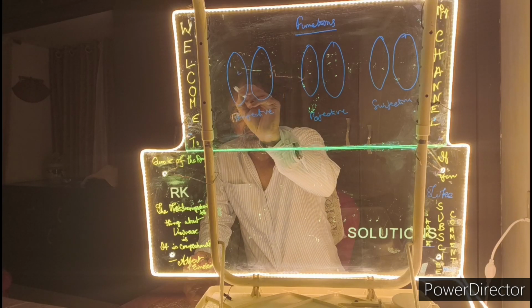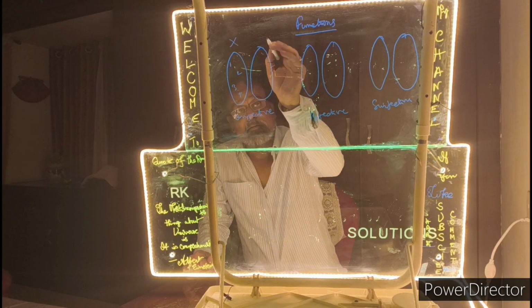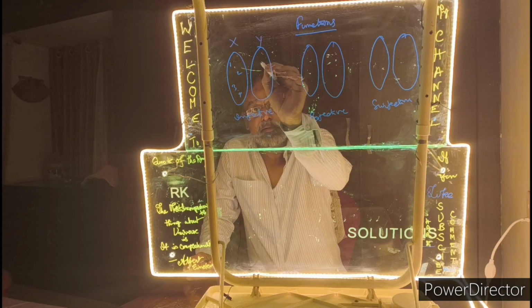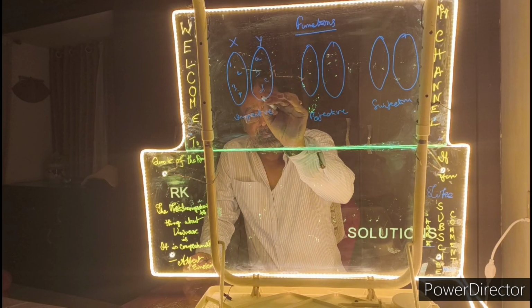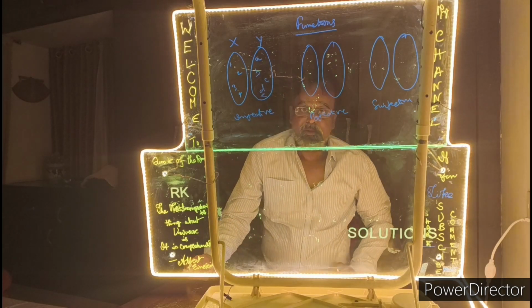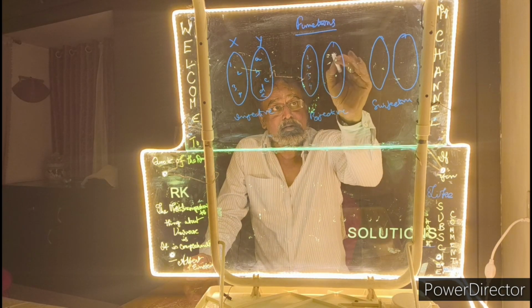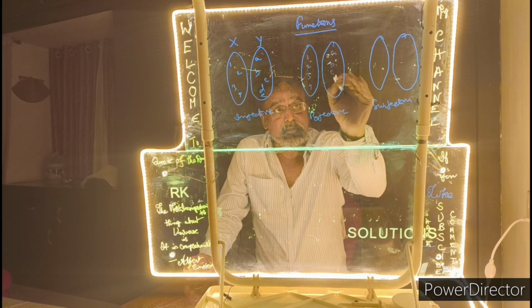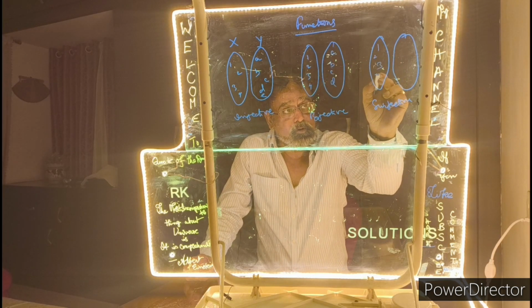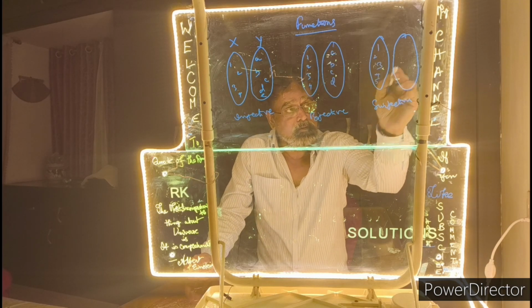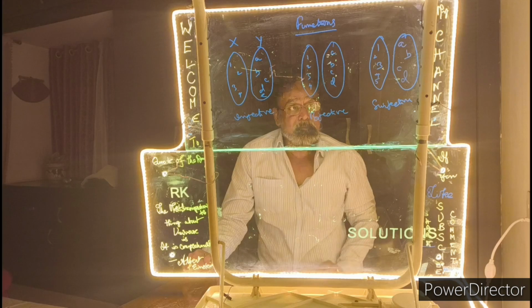One, two, three, four. This is the setup. A, B, C, D, E. 1, 2, 3, 4. A, B, C, D. 1, 2, 3, 4, 5. A, B, C, D.